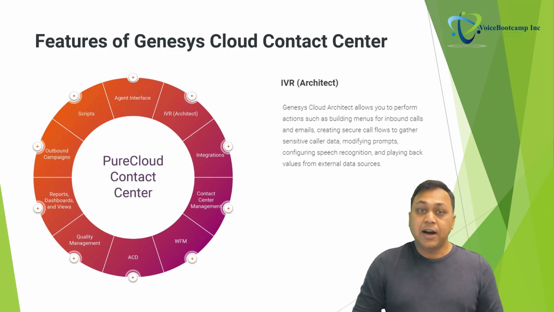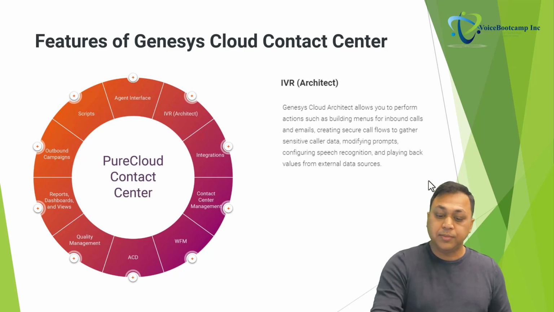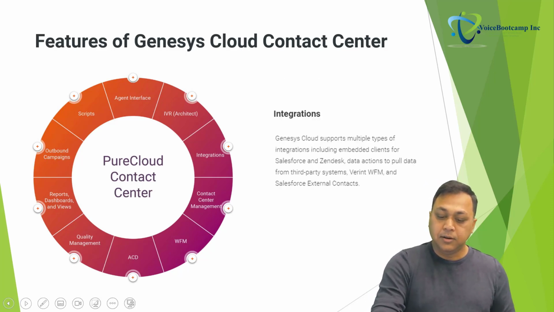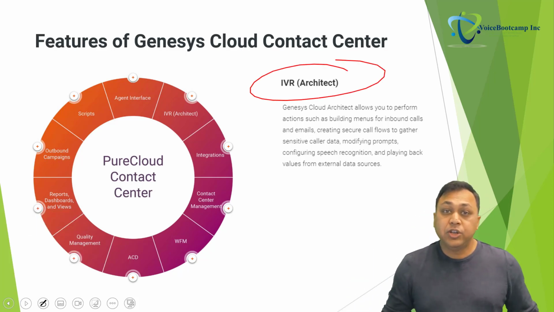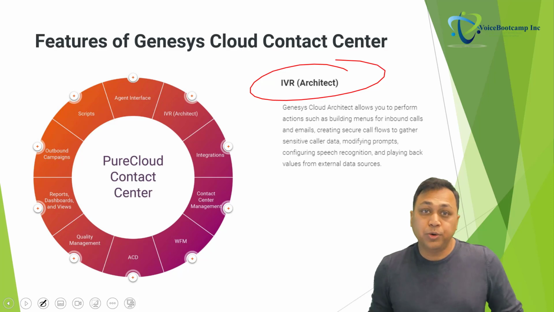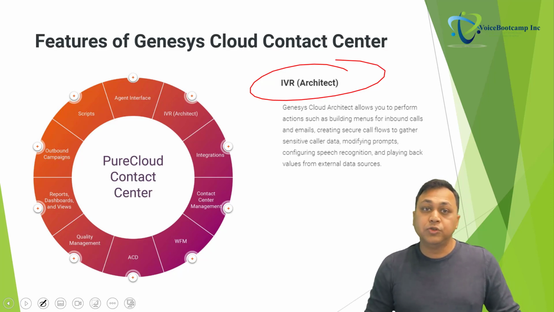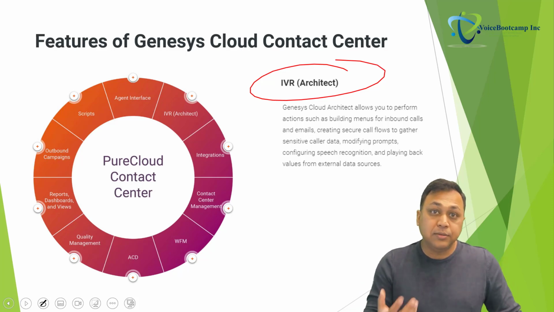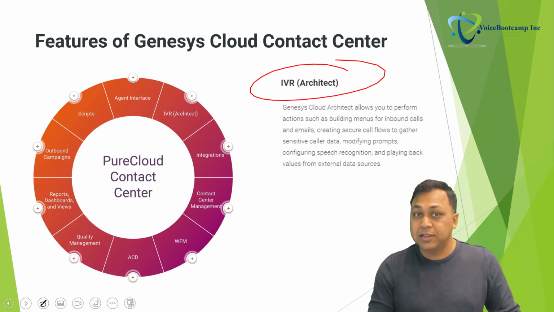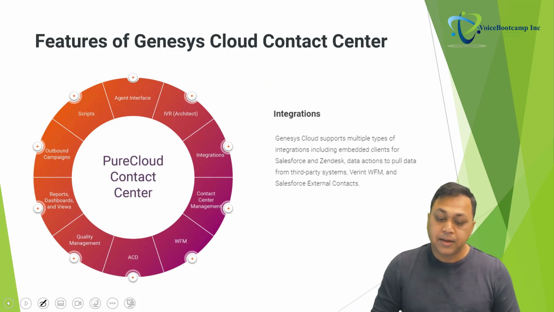If you want to create an IVR or scripting, then you are building a call flow, then you're going to use something called Architect. Genesys Cloud Architect allows you to perform actions such as building menus for your inbound calls or emails, creating a service call flow, gathering more information, for example, or playing back information to the users, collecting digits from the users. So that is the job of the Architect or IVR.